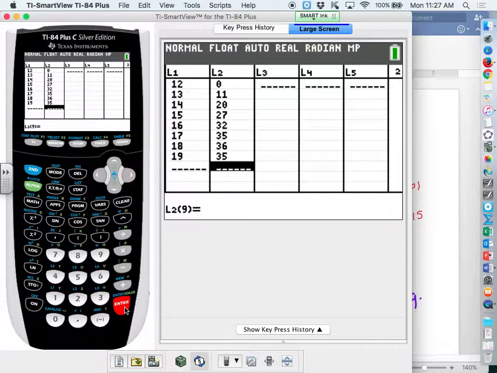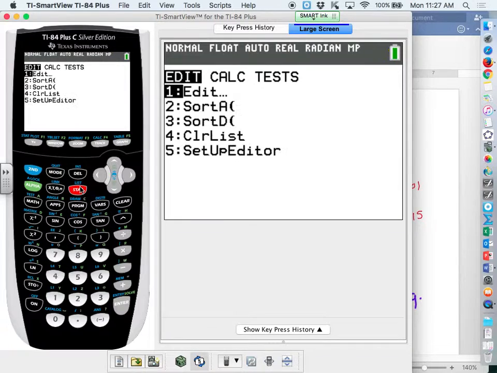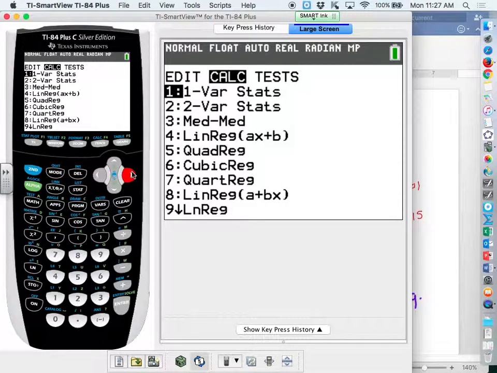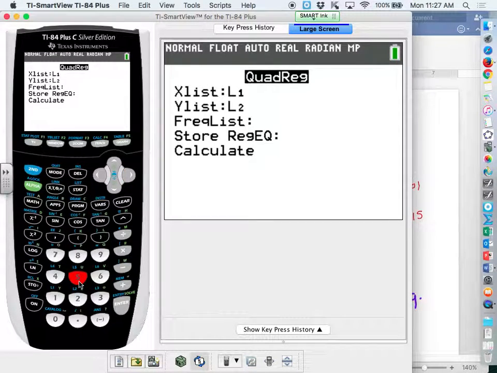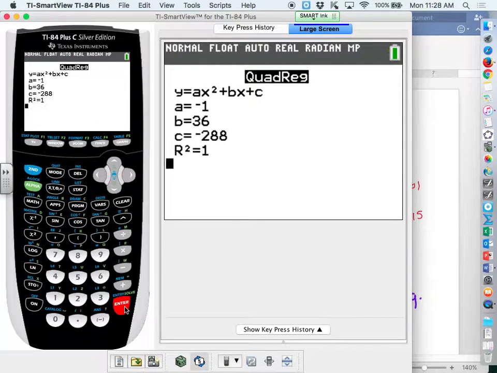And then if you go to the stat button, which is right underneath delete, you go over to the calculate menu. Number 5 is quadratic regression. That's what we want. Our data was in list 1 and list 2. You really don't have to use any of these other things other than calculate. Right, and it gives you the equation then. So your A is -1, so -1x squared, plus 36x minus 288.